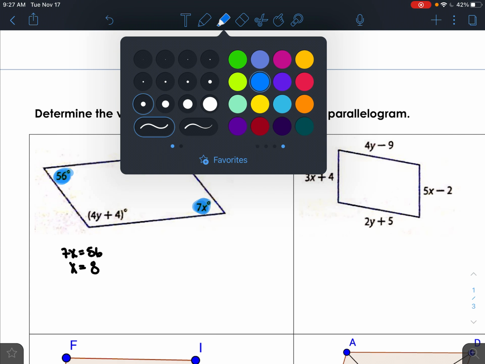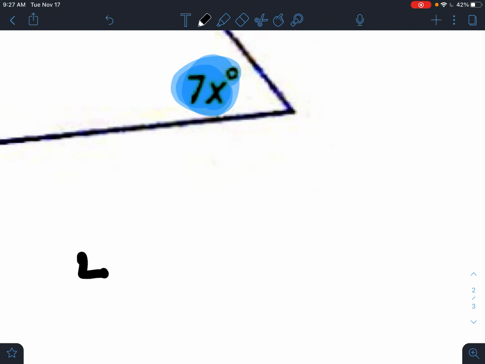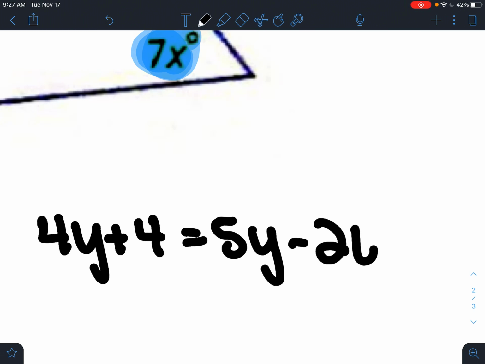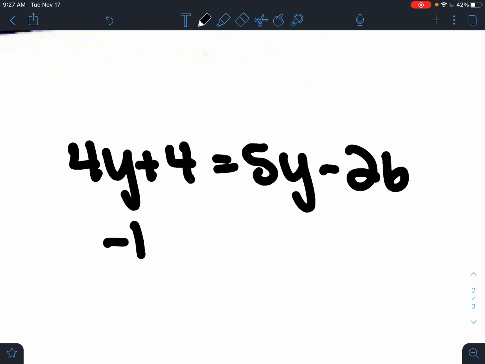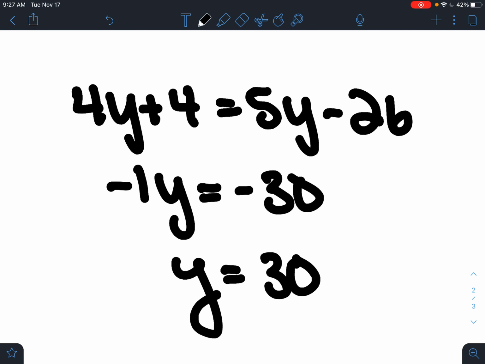And then same idea. I'm going to take the 4y plus 4 and the 5y minus 26, and set those equal to each other. What is it? 5y minus 26. All right, solve. I'm going to get negative 1 Y equals negative 30. All right, divide out the negative 1. Y is equal to 30.